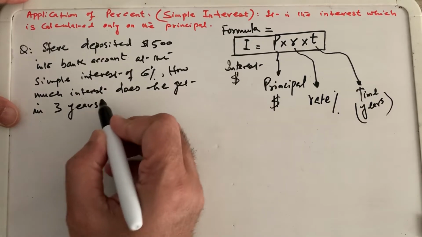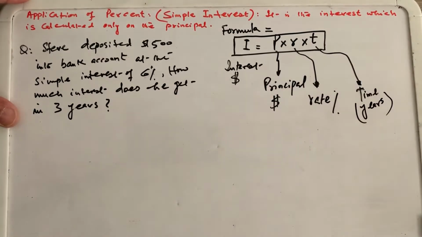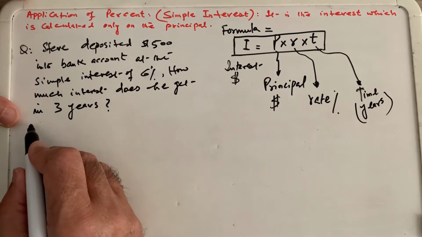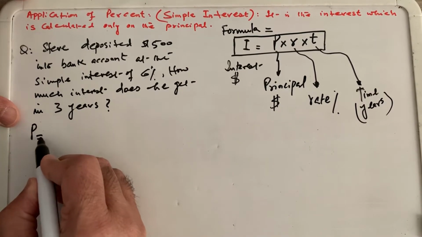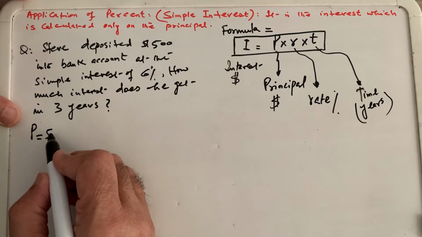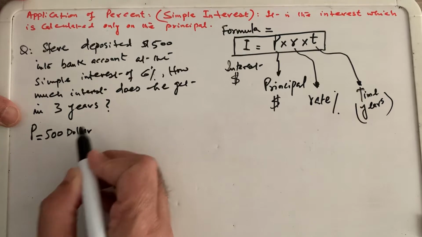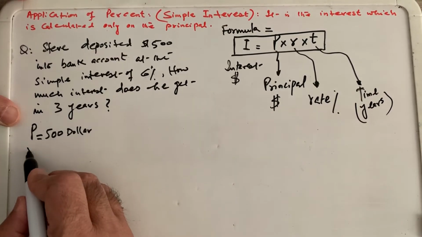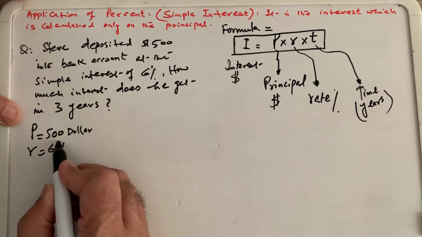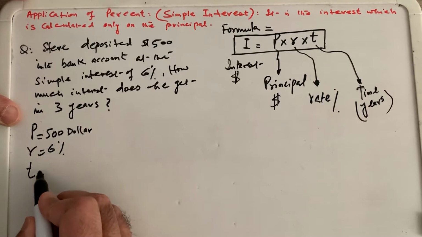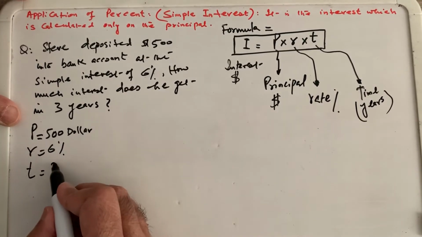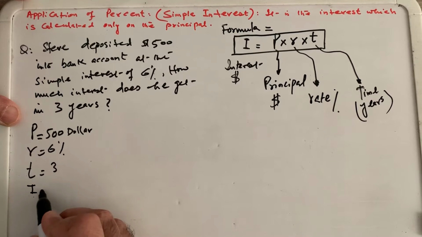So the question is asking what the interest is, and the formula is there. I equals P times R times T, but we have to figure out what P is. P is the principal amount which he has deposited into the bank account. So $500 is the P. The simple interest rate is given as 6%. And the time is also given, in years, 3 years. What is unknown? The unknown is interest.